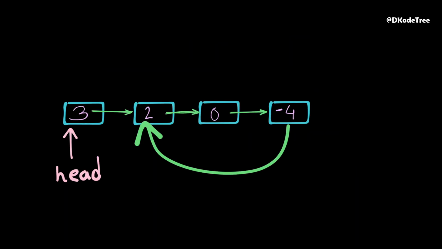To understand the intuition behind this algorithm, let's go through this example real quick. So initially we have both the fast and slow pointers at the same position, pointing at the head of the linked list. In the next step, we move slow by one step and fast by 2. So now slow is at the value 2 and fast is at value 0. In the next step, we will move slow pointer by 1. So now slow will be at 0 and fast by 2. So fast will move to -4 and then back to 2.